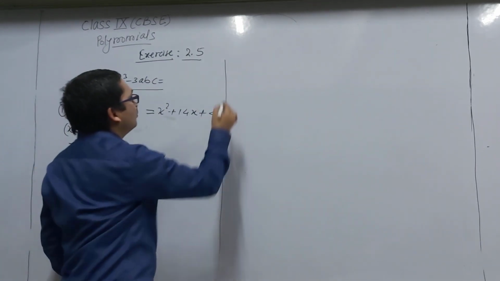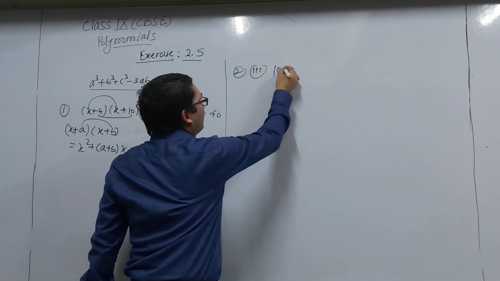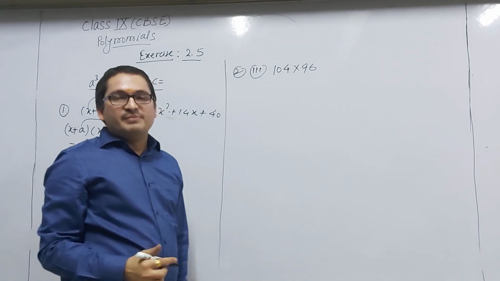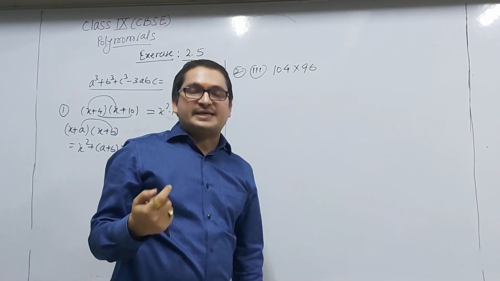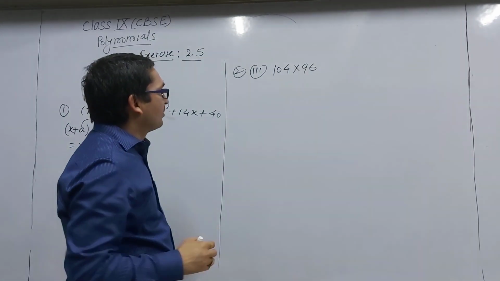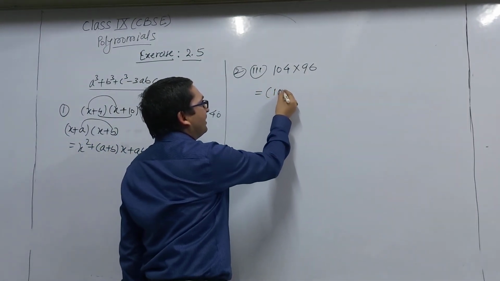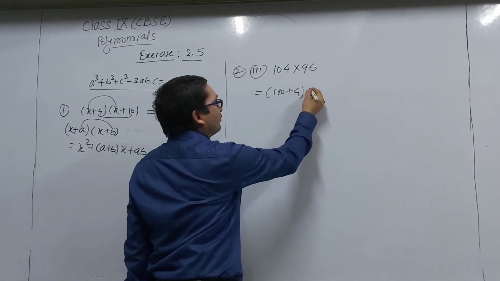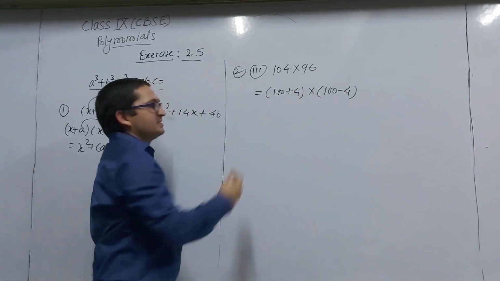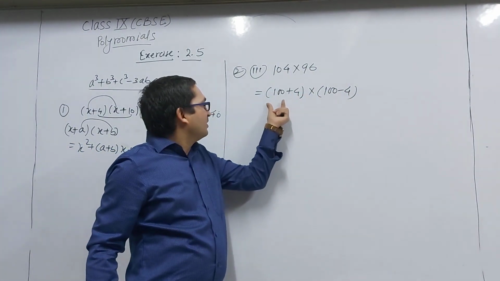Question number 2. Find the value of 104 into 96 without multiplication. Using identities, find the value of 104 into 96. You can write it like this: 100 plus 4 into 100 minus 4. Look here, it's a very nice combination. This is a plus b and this is a minus b.